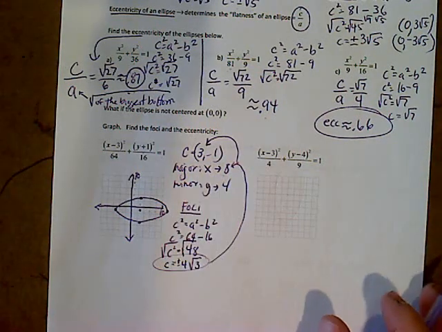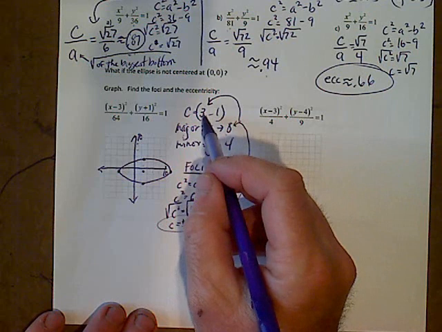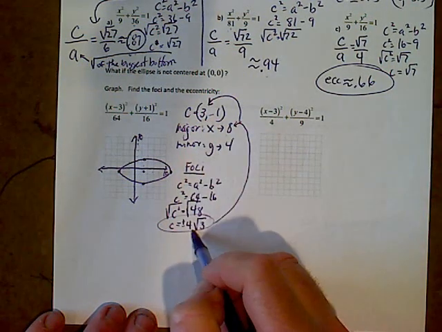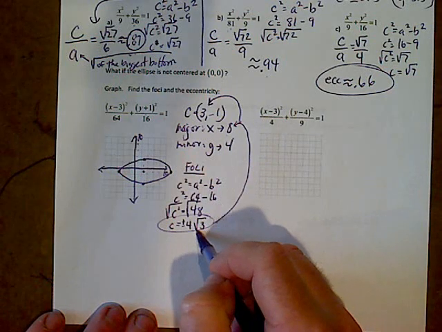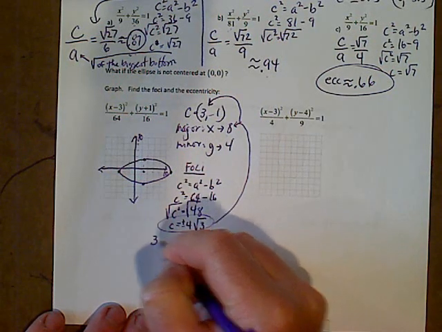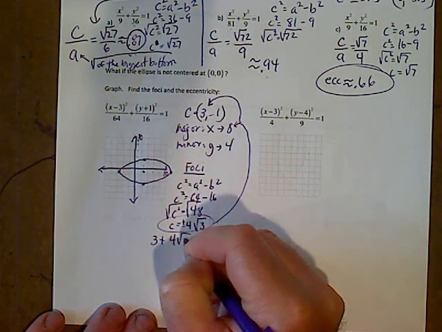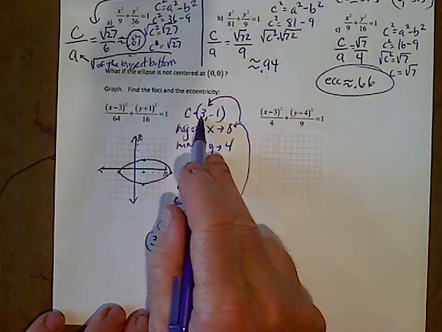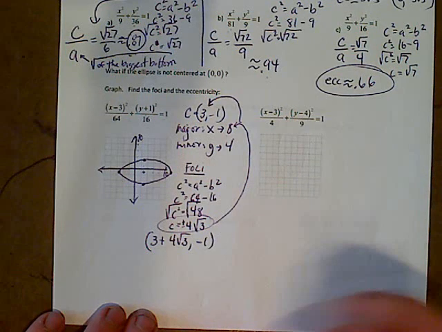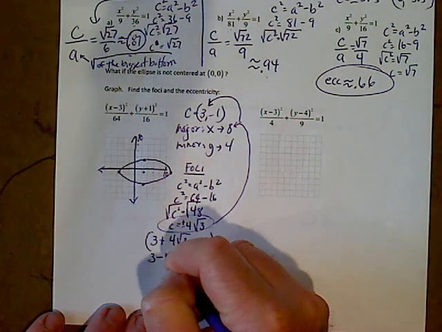So now the way you're going to write your coordinates of your foci are going to be this center number plus this number, and then this center number minus this number. So it's going to look like this. 3 plus 4 square roots of 3, negative 1. That's adding that number to the major part of the center. And then subtract it from the major part of the center.